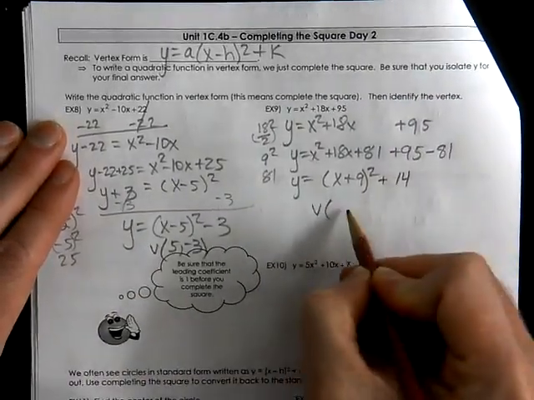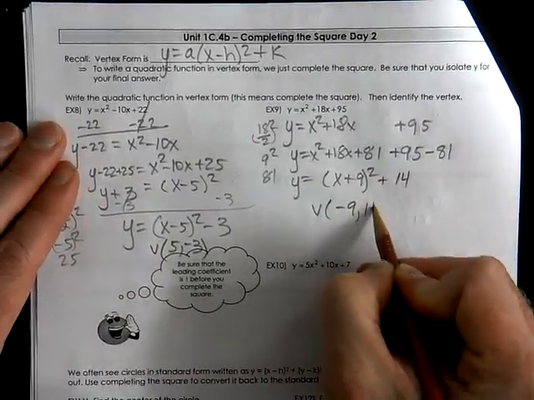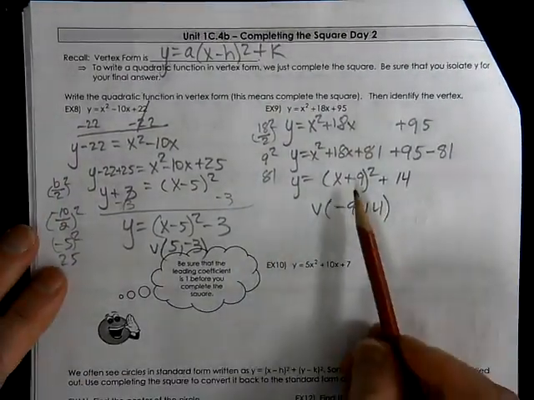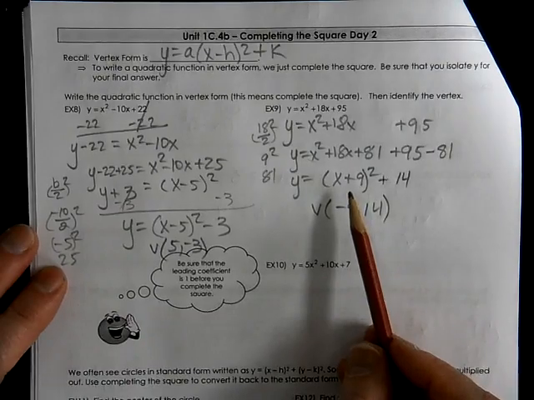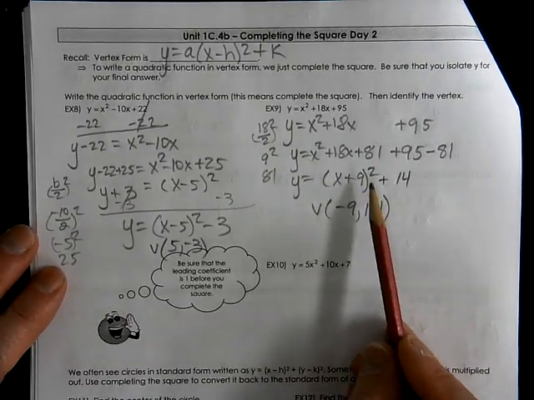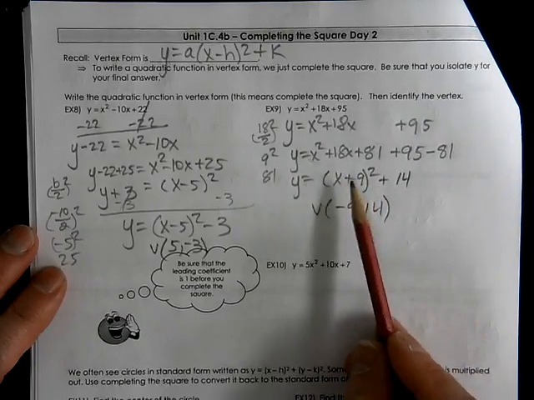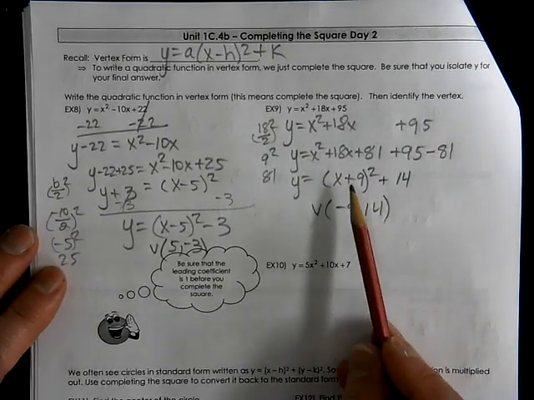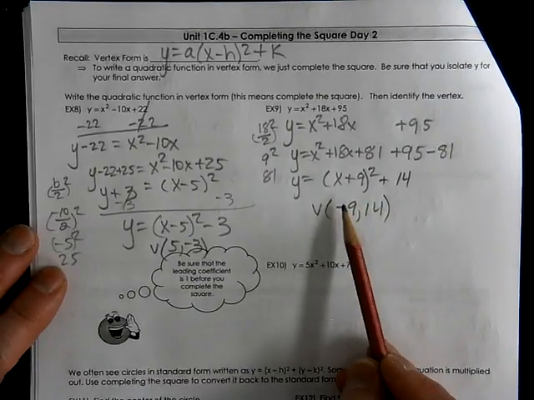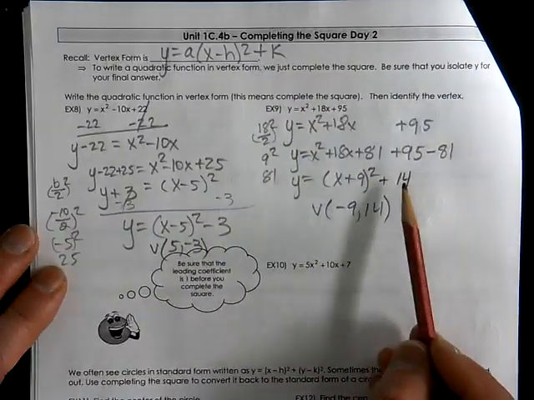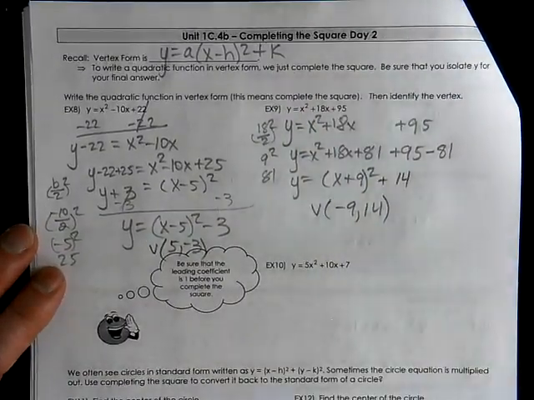The vertex is negative 9, 14. Remember, it's always the opposite of what it looks like. The formula is x minus h, so it's x minus a negative 9 to make it look like x plus 9. That's why we're going to have the opposite of what's inside the parentheses, and then our plus k is our 14. So that's our vertex.